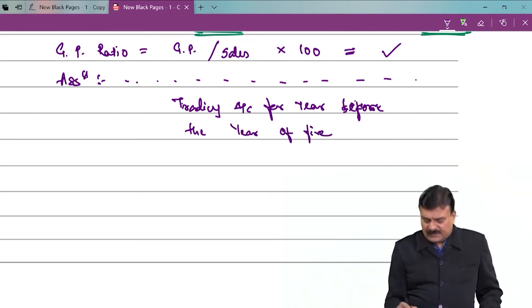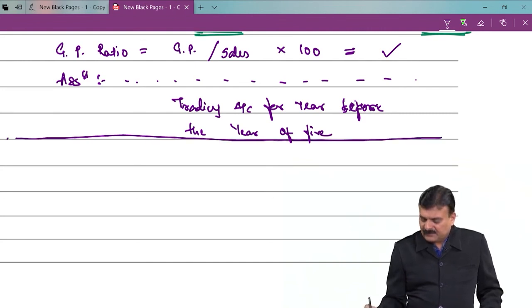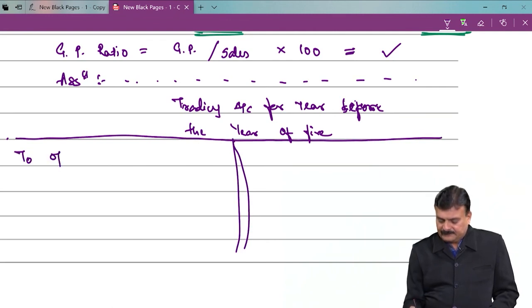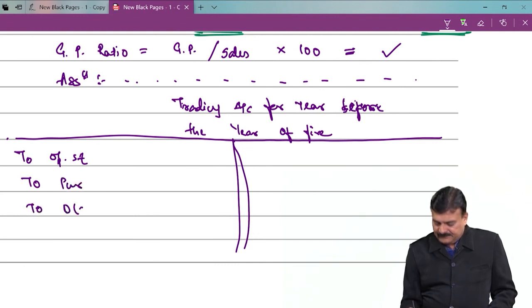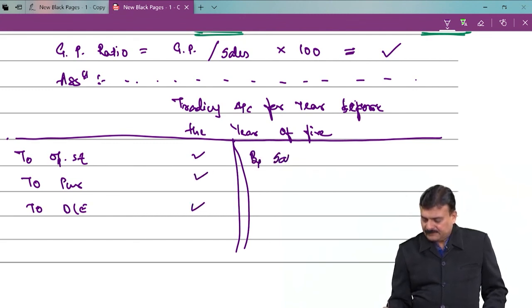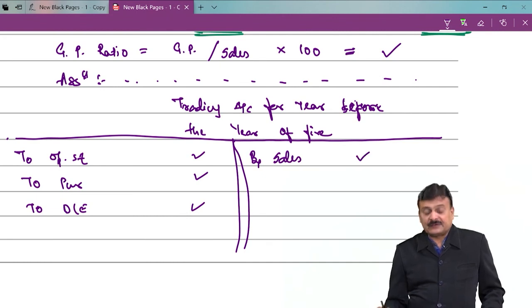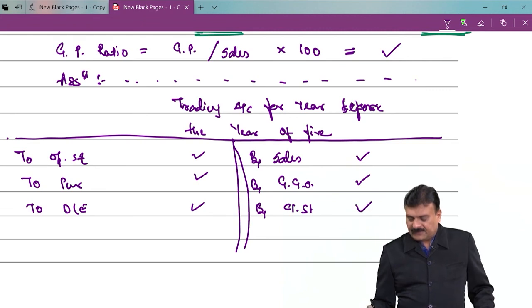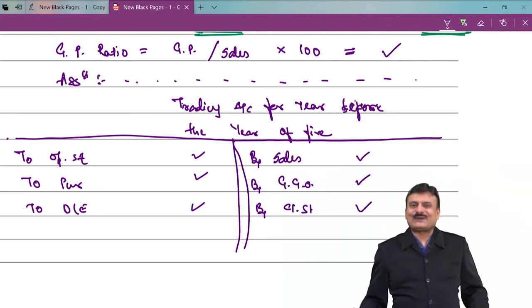You know how to prepare a trading account, simple. You already prepared it just now in memorandum trading. Opening stock, purchases, direct expenses, by sales and sales return of last year, by goods going out in the last year, and by last year's closing stock. And last year's closing stock is current year's opening stock, you know it very well.